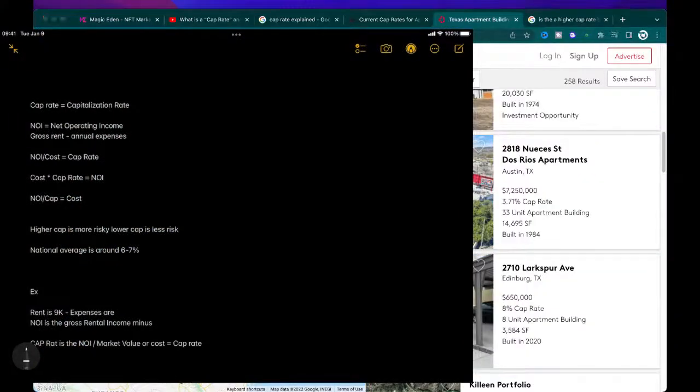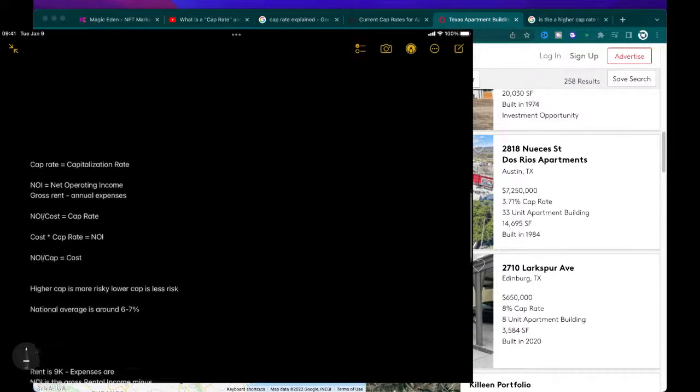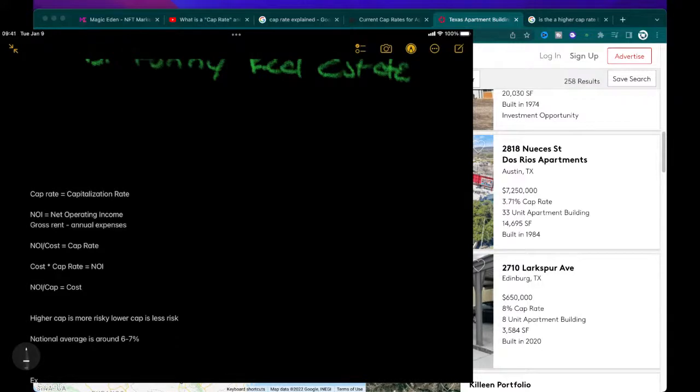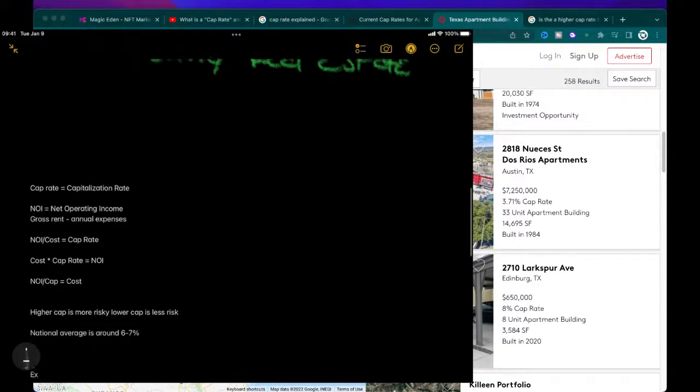Okay, so you've got LoopNet, right? As you can see, LoopNet's got a couple options. You've got this particular property at 2818 Nueces Street, I guess that is, called Dos Rios Apartments. So you have the cost and you have the cap rate. In this instance, we're going to go to the line that says cost. So you've got the cost, right? And then you've got the cap rate. So you're going to go cost times cap rate equals NOI.